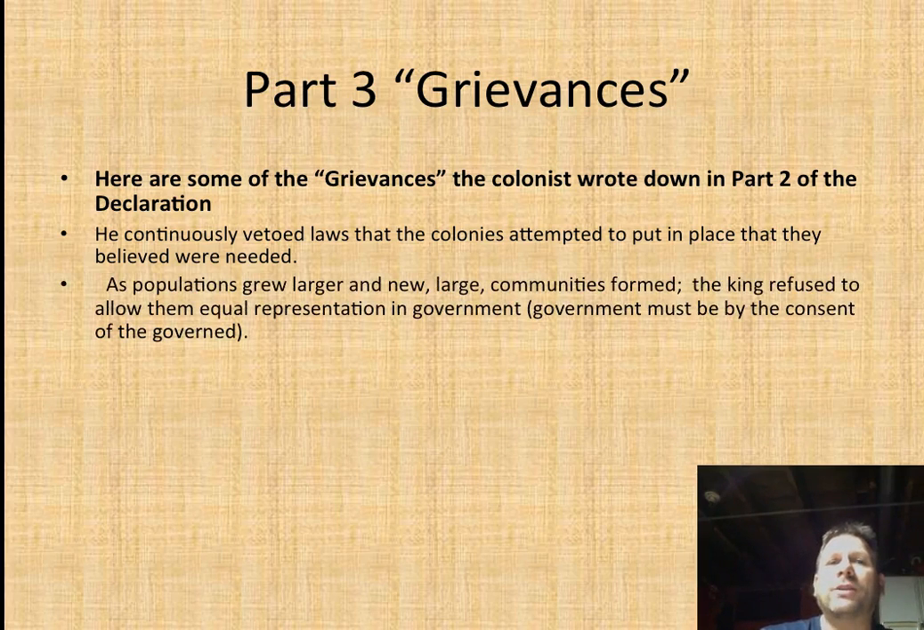And as our population grew larger and larger, new communities formed. The king refused to allow these people to govern themselves. He still wanted to continue that complete and total domination. And they're saying the government needs to be carried out by those people that live in a particular colony, not somebody 3,000 miles away.